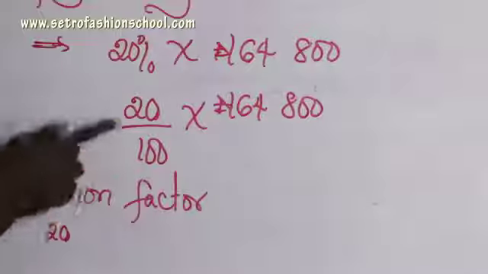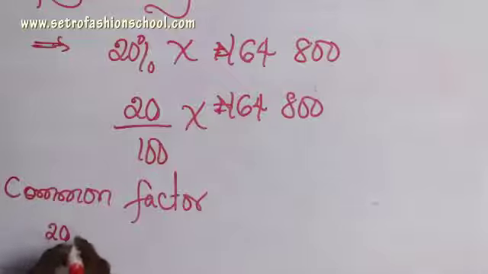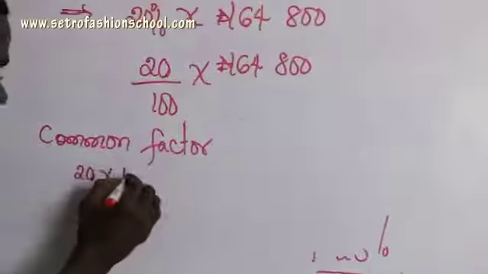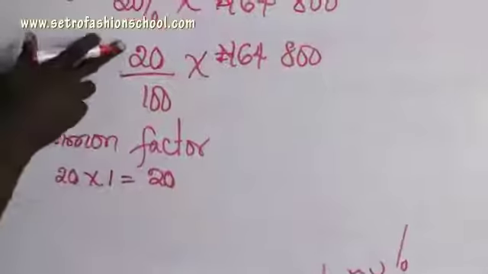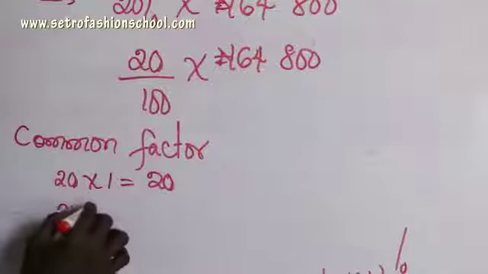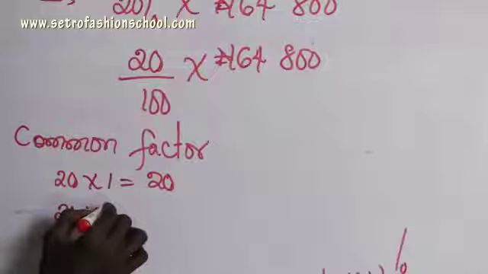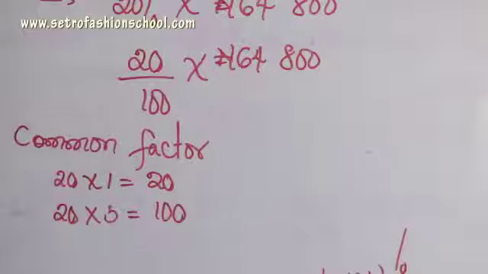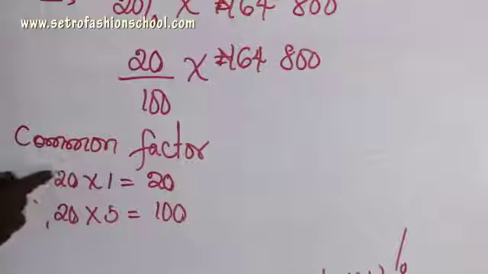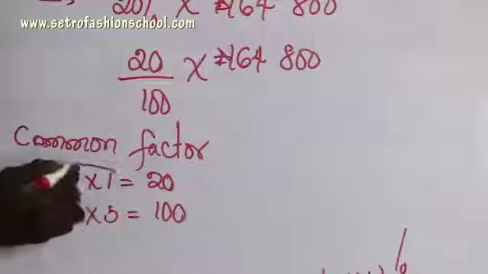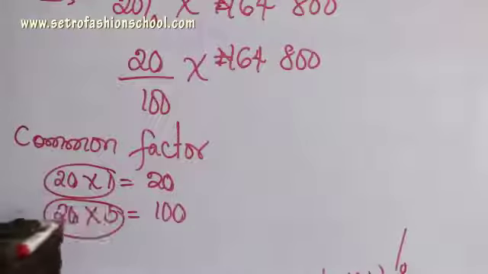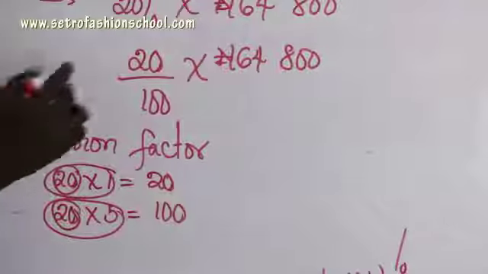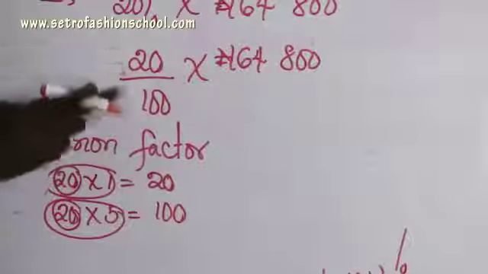Now, I am going through this means first. I'm going to say 20 times what will give me 20? 20 times 1 will give me 20, which means I have my 20 back. Likewise, 20 times what will give me 100? That will be 20 times 5, correct, which means I'm going to have my 100. Now, you will see that the common factor in this multiplication and this multiplication is 20. So the common factor there is 20. Now I'm going to use this 20 to divide this and this.